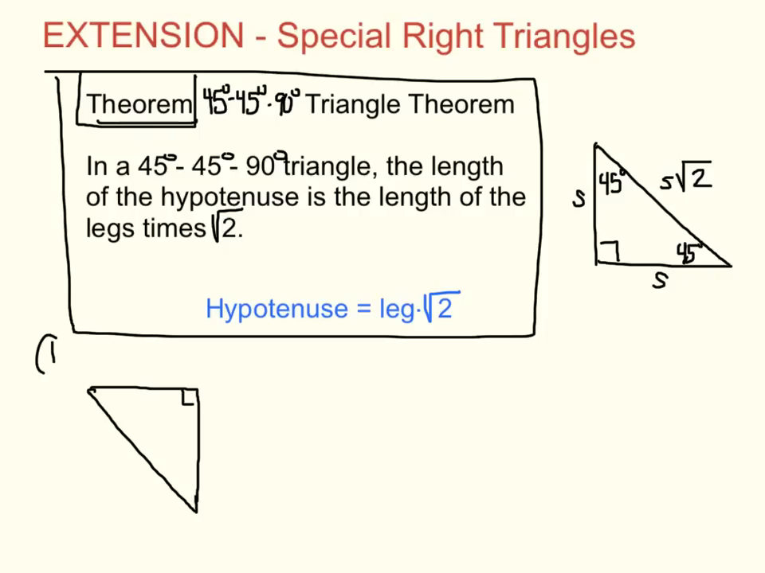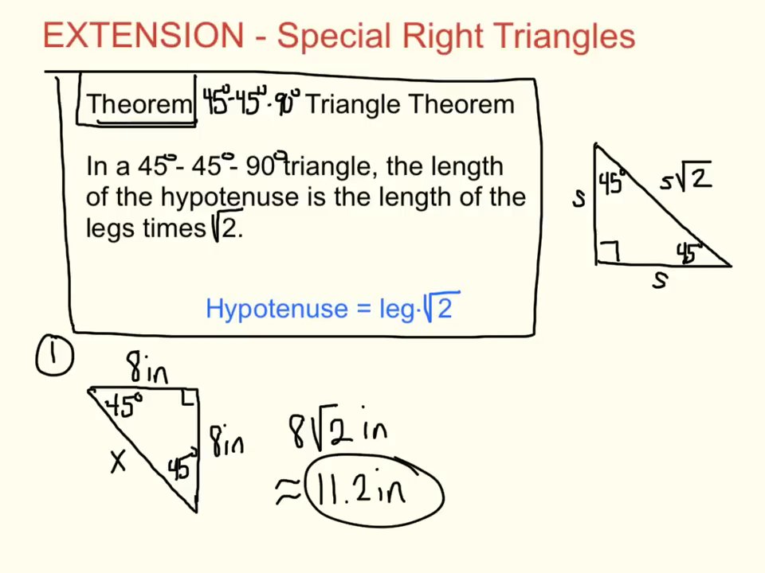So I do want you to draw this and write this in. If I asked you for the length of the hypotenuse, each of the legs are 8 inches. To find the length of the hypotenuse, all you do is take the leg and you times it by the square root of 2. So the legs here are 8. So all you do is take 8 times the square root of 2. So you can leave it like that as your answer. Or, better yet, approximate it. The square root of 2 times 8 would give you approximately 11.2 inches.